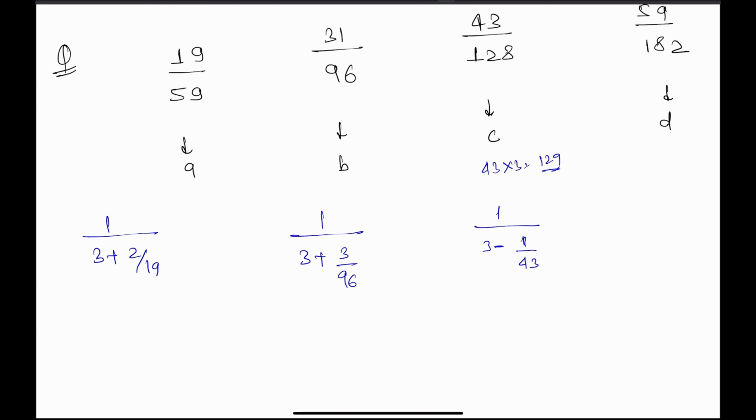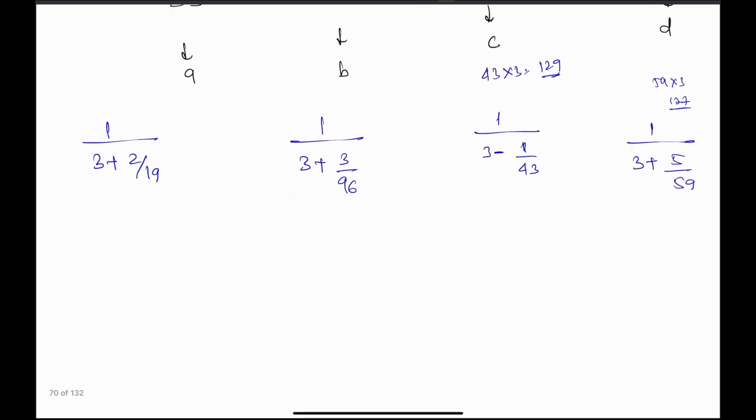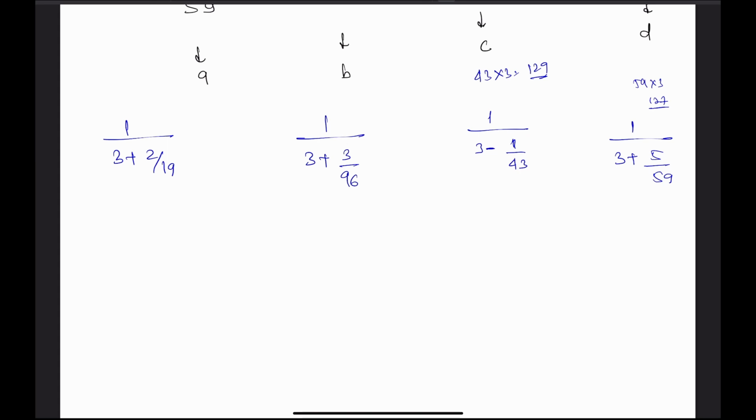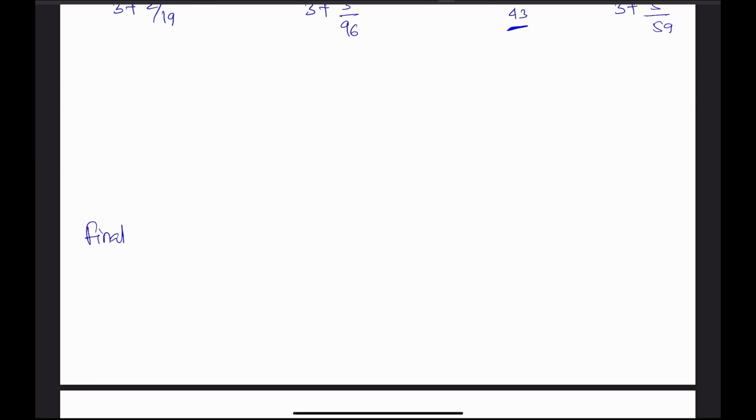And then in this one, 59 by 182. 59 into 3, because all are into 3, so I'm just taking that 3. 59 into 3 is 177. So I can rewrite it as 1 by 3 plus, 177 plus 5 is 182. How much we need to add? 5 by 59. Right? As we already found out, this is a smaller value. This is the smallest of all, so this will be the largest. So in our final answer, I will write C is the biggest.